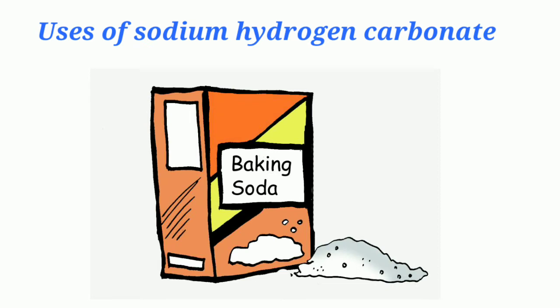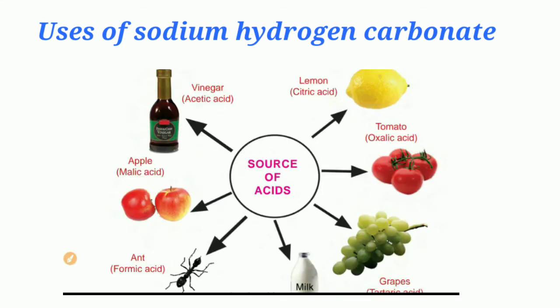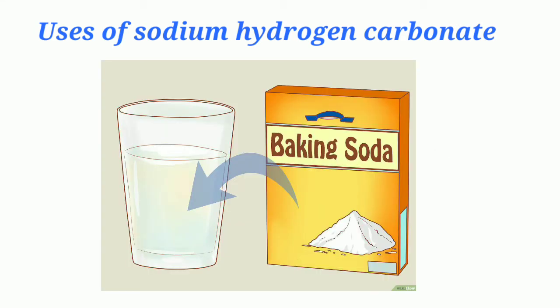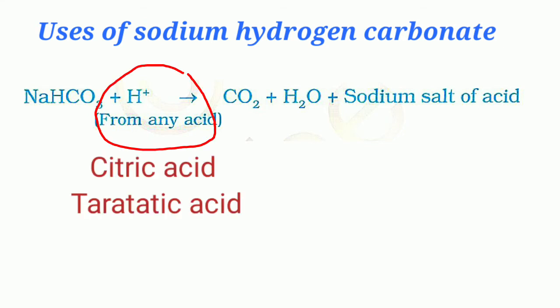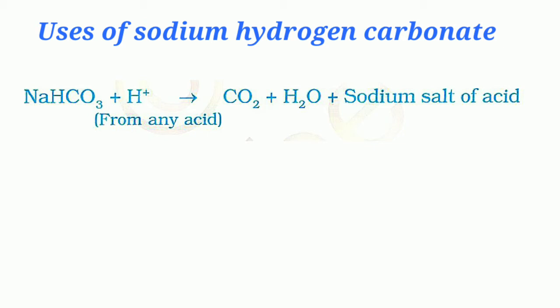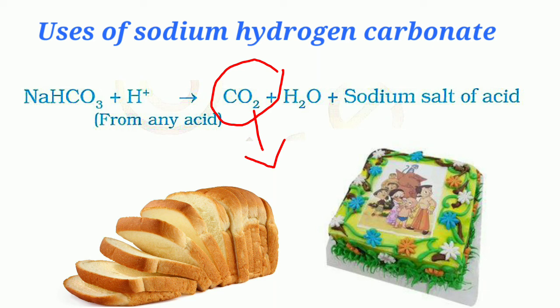Uses of sodium hydrogen carbonate. 1. For making baking powder, just add a mild edible acid such as tartaric acid, citric acid, etc. Heat the mixture or mix it in water. The following reaction occurs. When sodium hydrogen carbonate is added with a mild acid, it gives carbon dioxide, water and the sodium salt of that acid. Carbon dioxide, which is produced during the reaction, causes bread or cake to rise, making them soft and spongy.